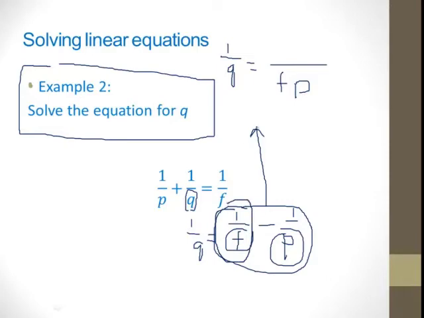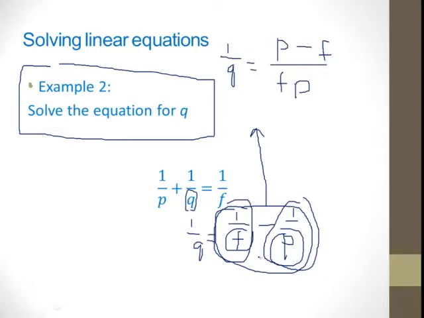Okay? What did I do to this right here to get FP? I had to multiply that by P. So now I'm going to be putting a P in. P times 1 is P. I still have my negative sign. And then what did I do to this thing to get FP on the bottom? I had to multiply the top by F as well. Okay, so that's F times 1 is F.